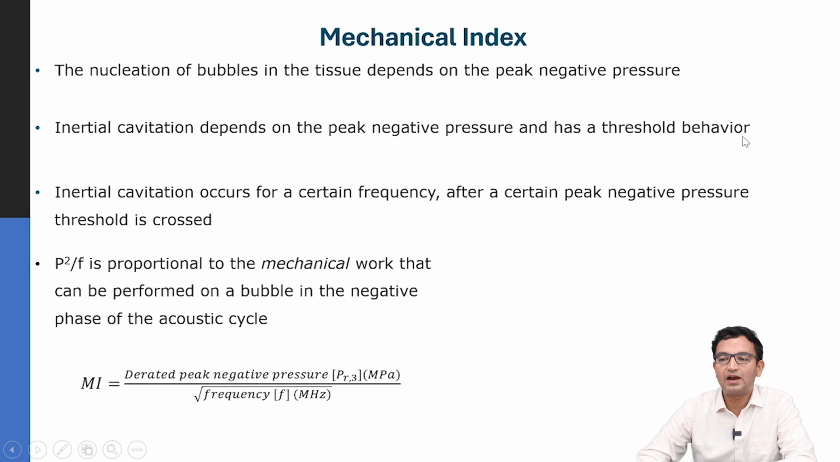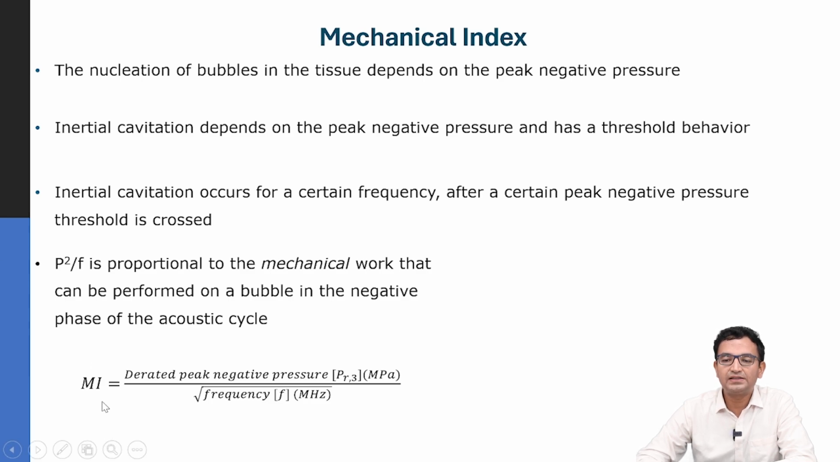By threshold behavior, I mean that till a certain peak negative pressure is reached, you will have qualitative and quantitative differences in the cavitation behavior, but the moment you cross the threshold, you will get the strong inertial cavitation. Now, inertial cavitation occurs for a certain frequency after a certain peak negative pressure threshold is crossed. So keeping this intuition in mind and using theory of cavitation, Apfel and Holland wrote a seminal paper from which this mechanical index was derived.